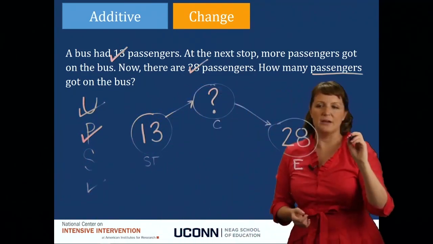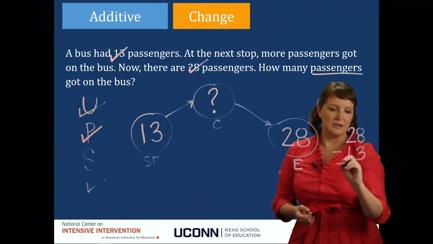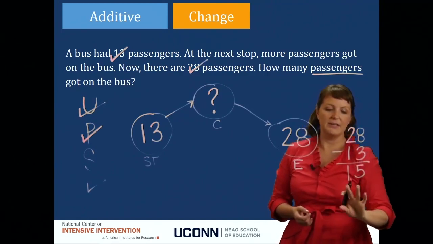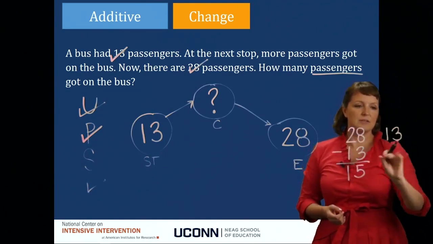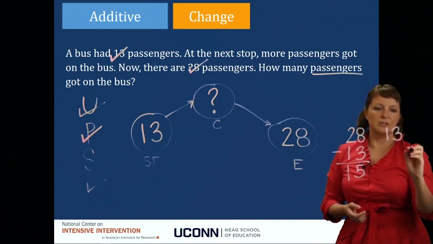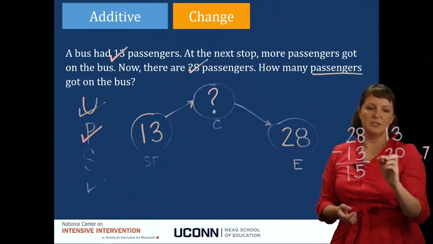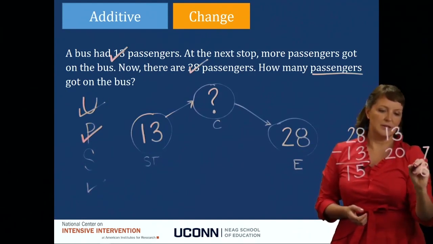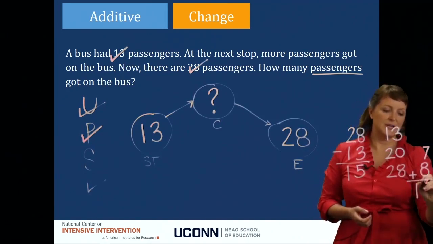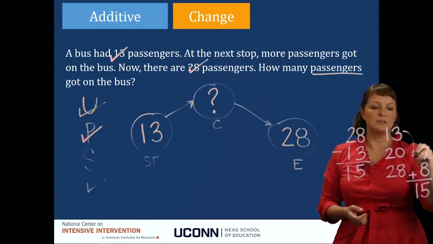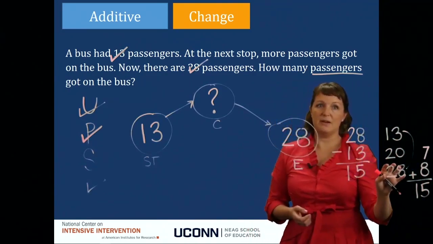I'll go over here to do that. Let's see, I could do 28 minus 13. Do the mathematics here, and I find that 15 passengers got on the bus. I could also add, and one of the strategies I'll show you is adding up. So 13 plus 7 gets me to 20, and I need to get all the way to 28. 20 plus 8 gets me to 28, and I add these together. 7 plus 8 is 15, so the difference between 13 and 28 is 15. So it doesn't matter if I subtract, it doesn't matter if I add.